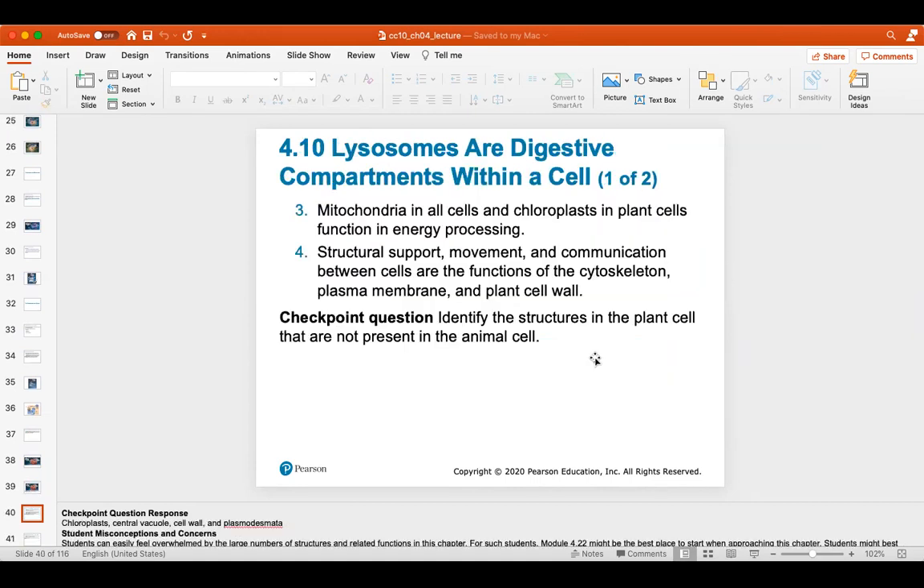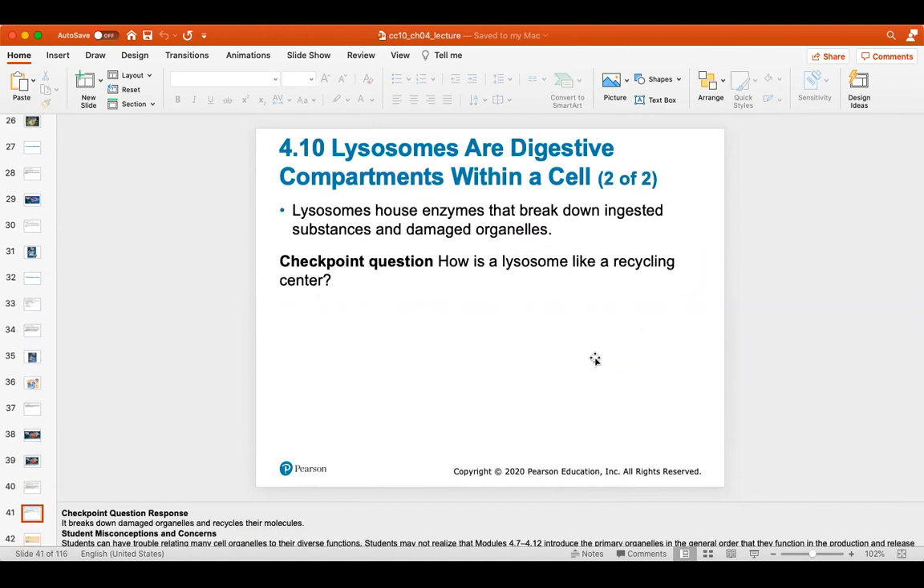Then we'll talk about mitochondria and the structural support. Lysosomes will be the digestive compartment within the cell, and lysosomes will house enzymes that can break down ingested substances and anything that's damaged. So a lysosome is like a recycling center because it'll break an ingested substance or a damaged substance down into its appropriate components that can still go on and be used.